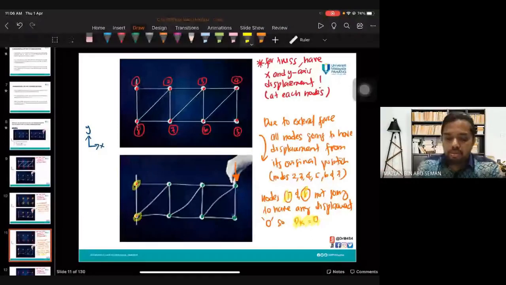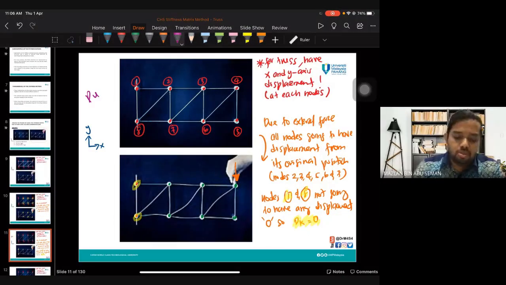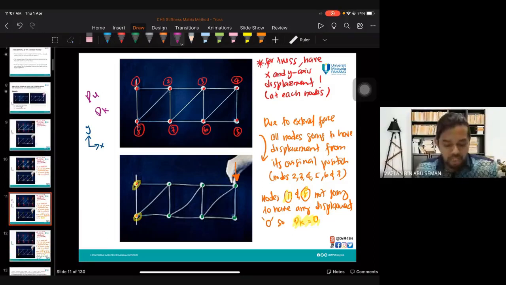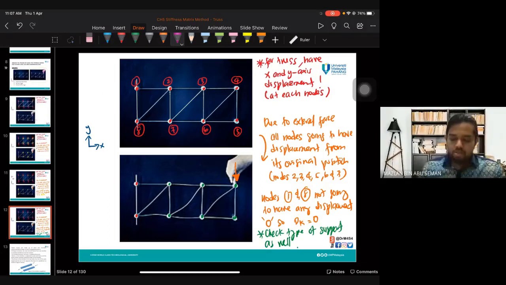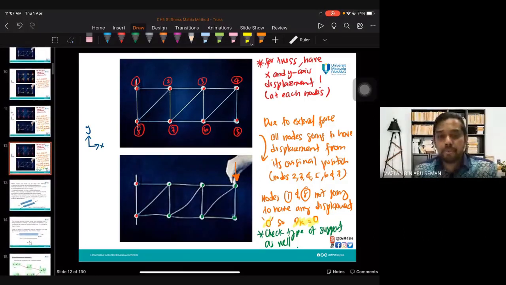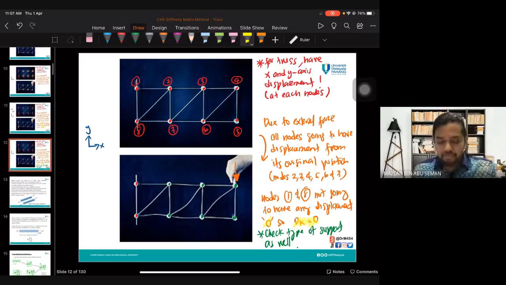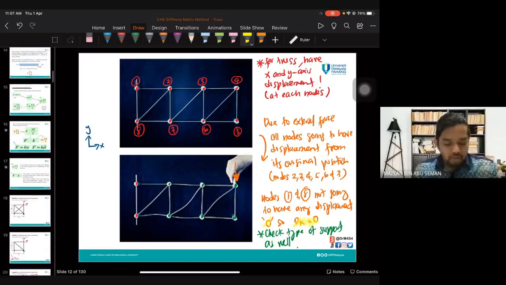For du, d for d unknown. So dk, d known. For d known, check your support. If that support is a pin, you know there is no displacement in X and Y. And for a roller, one of the axes will have displacement. So when is it 0? dk is 0. Okay, clear for that? Hopefully it's clear. All right.